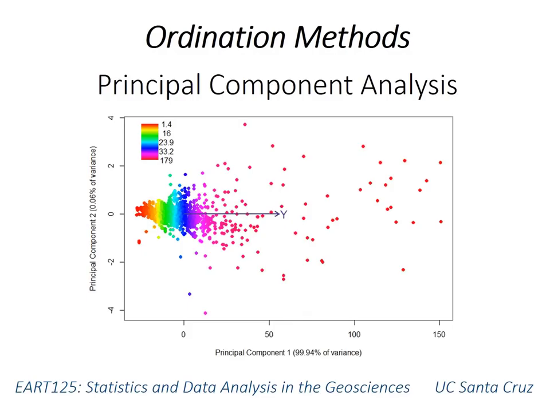So far in this course, we've been discussing statistical tests to assess specific null hypotheses using distributions and p-values and so forth. But this video introduces a new type of technique called ordination, and specifically we're going to talk about principal component analysis in this video. These ordination methods are types of data analysis that are designed primarily to simplify and to visualize complicated multivariate data in order to aid in the interpretation of underlying processes that contribute to that data.